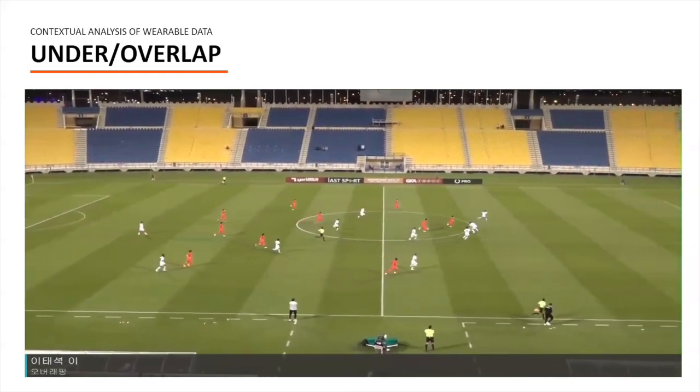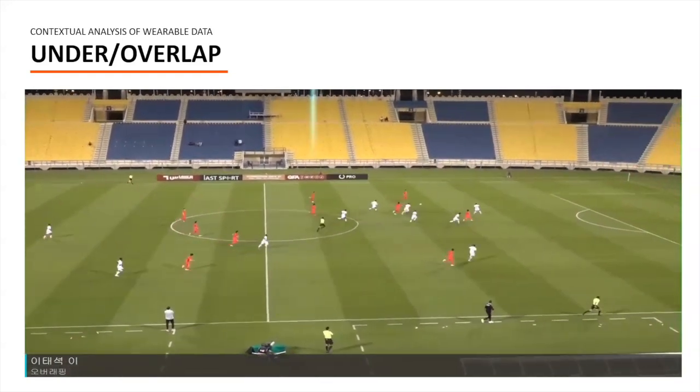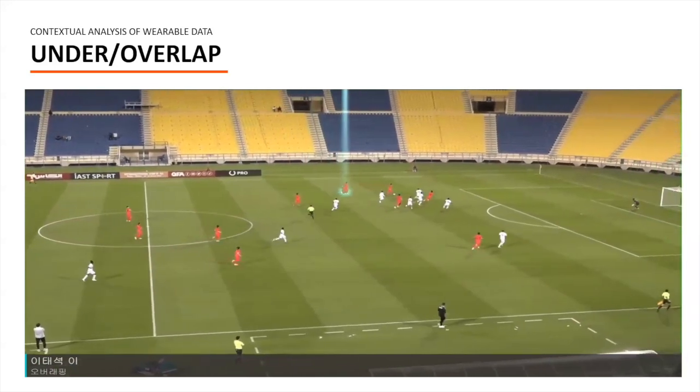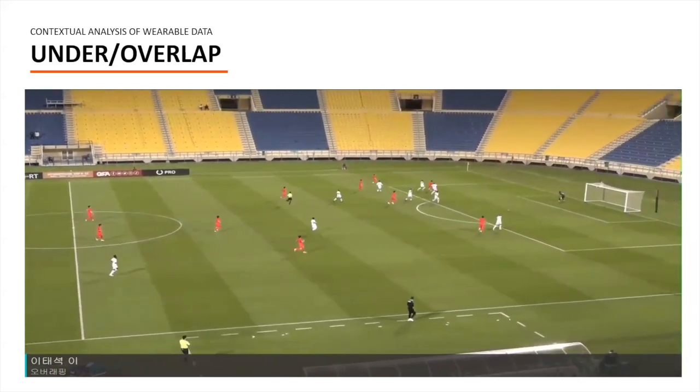So this sprint profile that we created in Doha Cup was used as part of scouting report for the next competition, Asian Games.